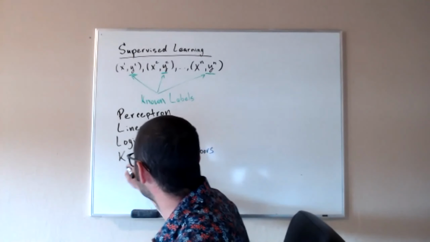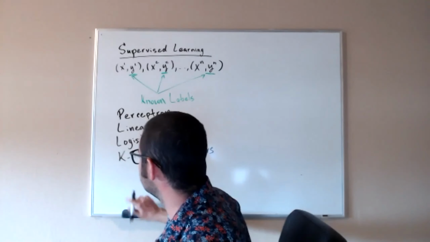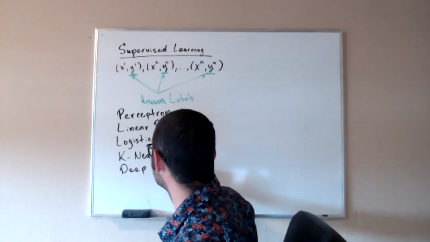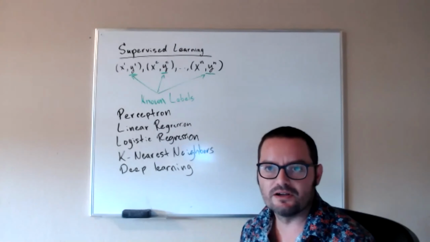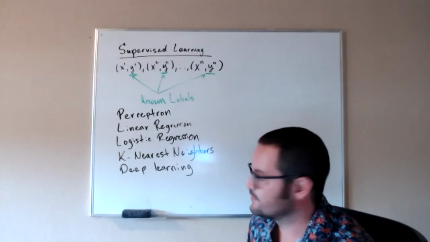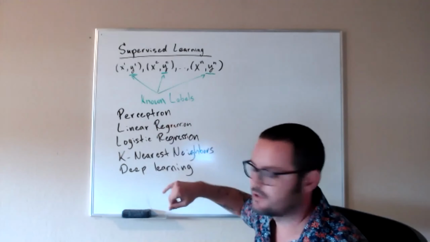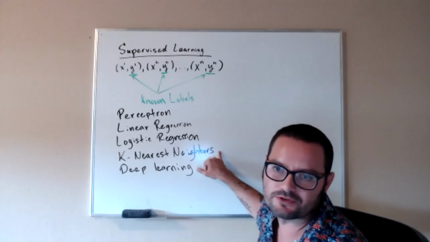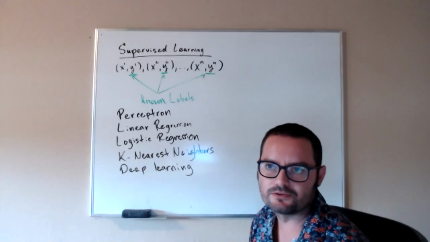And then there are neural nets, or what I'll call deep learning. So these would be the main supervised learning techniques that we're going to use, and for each of these, there's going to be variations of them. There's a few different ways to implement the perceptron, a few different ways to implement linear regression, logistic regression. K-nearest neighbors is only one way, but you can vary it by choosing K. And then deep learning, which is neural nets.